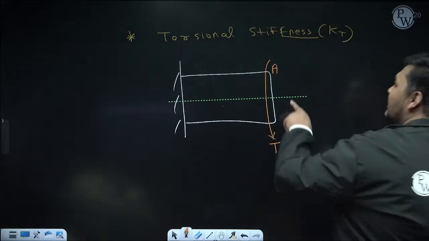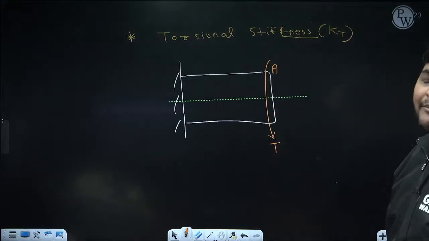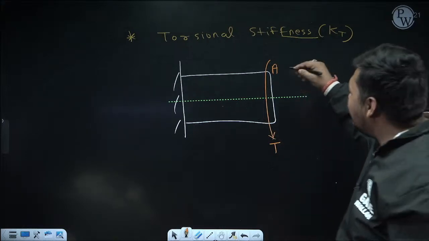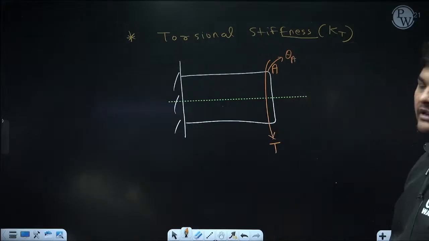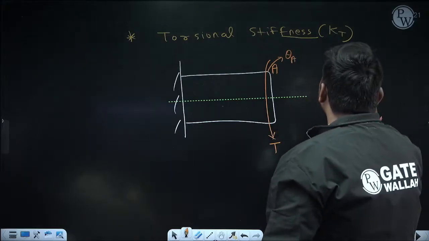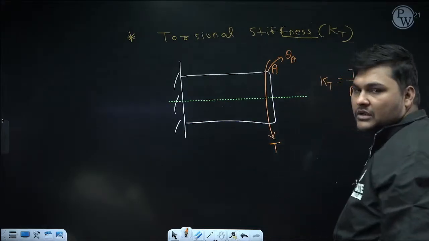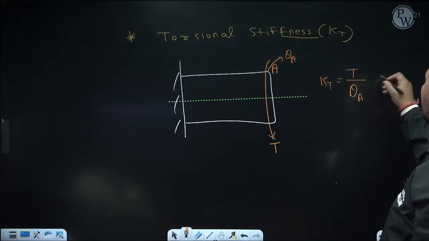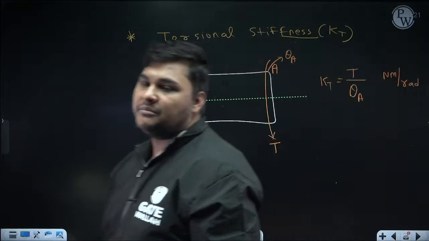Similarly, here we'll calculate the deflection about the longitudinal axis, and rotation is occurring about the longitudinal axis. That's why we'll calculate the angle of twist of the same point. Suppose that is theta A. Then T by theta A is nothing but the torsional stiffness of this shaft, KT. Its SI unit is not Newton per meter. The SI unit of torque is Newton meter, and the SI unit of theta is radian, so its unit is Newton meter per radian.